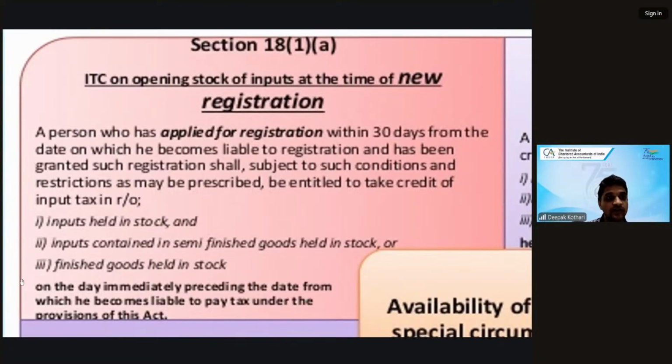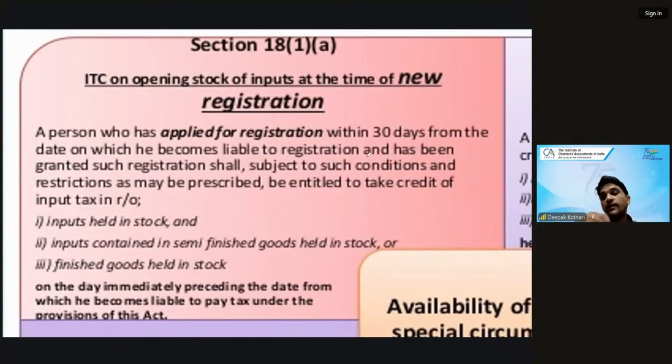Okay, so it says that a person who has applied for registration within 30 days from the date on which he becomes liable for registration. Not every new registration. Only that registration which is applied on time. आपने in time काम किया है या नहीं? अगर आपने on time काम किया है, right?